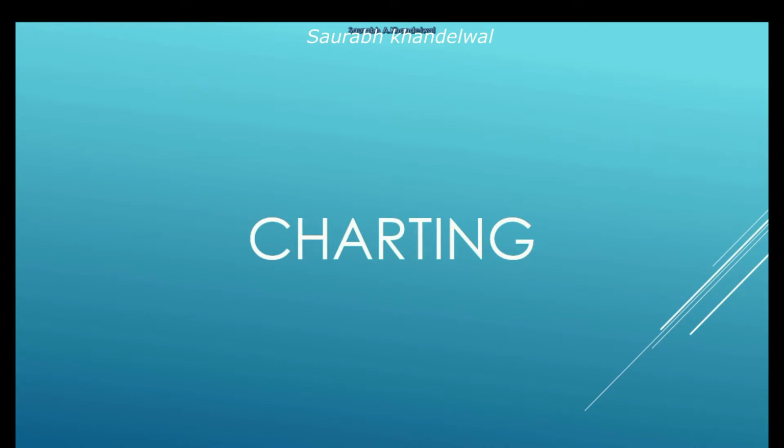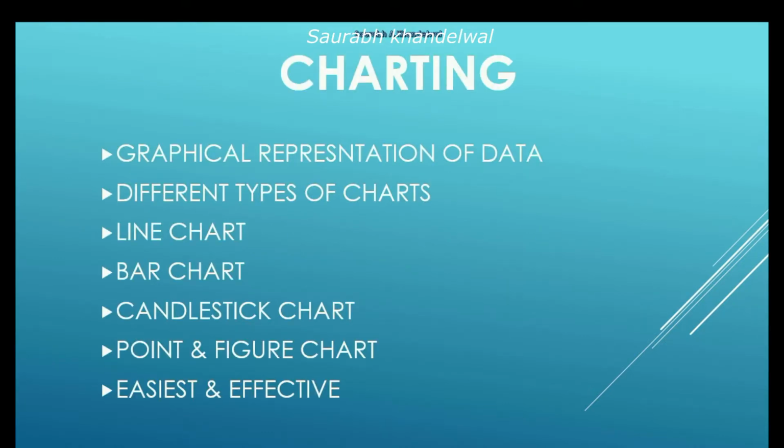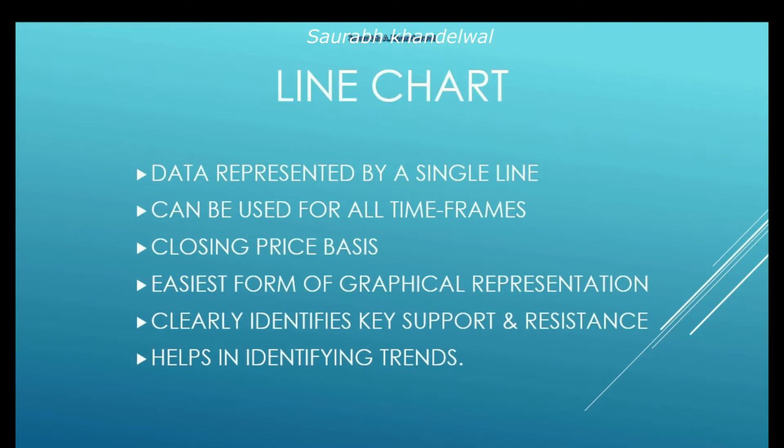So what is a chart? It's a graphical representation of data. So we see price movements, we see other technical indicators which are graphically represented on a chart. So there are different types of chart: line chart, bar chart, candlestick chart, points and figure chart. But for our references, we're only going to work on line chart and candlestick chart, because these are the easiest and effective ones, which are used worldwide by all technical analysts, by all charting softwares. Most of them use line and candlestick charts.